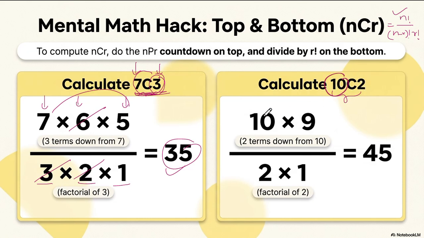You have to start with 10, then 2 digits you have to write down. So 10 multiplied by 9. And in the denominator, the second digit is 2, so 2 factorial, that means 2 into 1. So if we cancel out, 2 5s are 10, so 5 9s are 45.